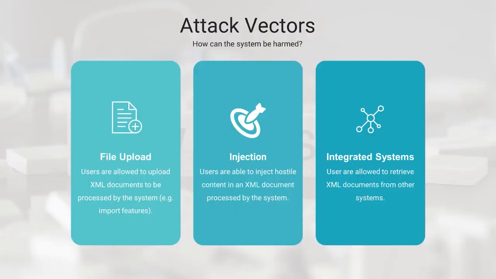To exploit XML external entities processing, attackers should be able to upload malicious XML documents, inject hostile data in existing XML templates processed by the system, or use integrated systems and services to retrieve remote hostile data.